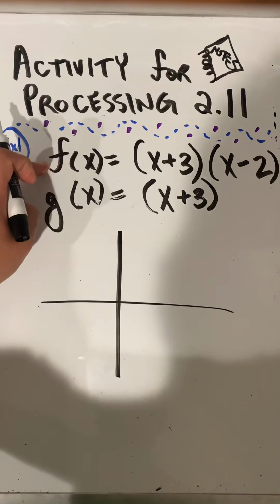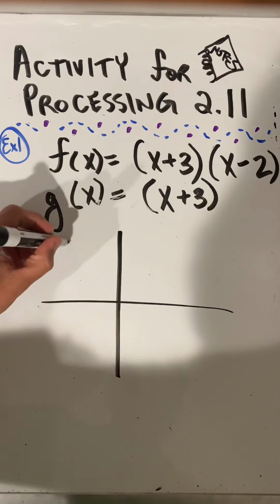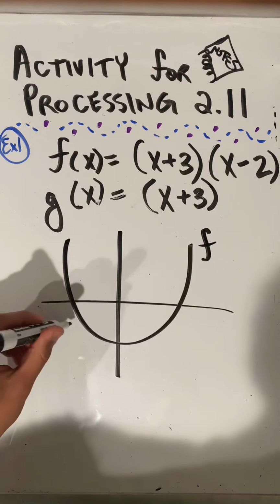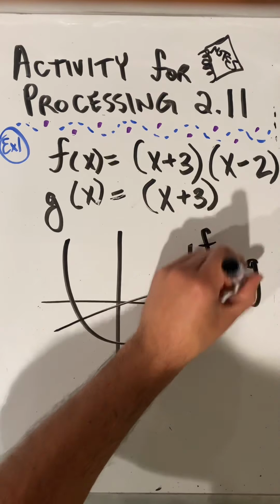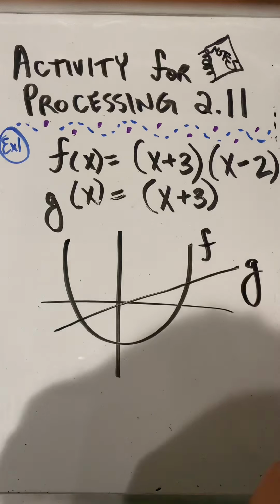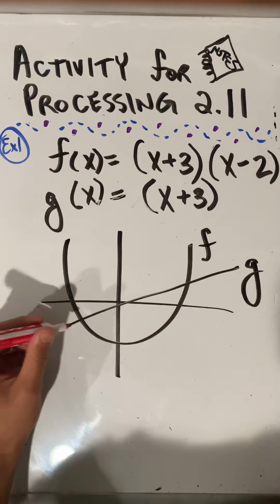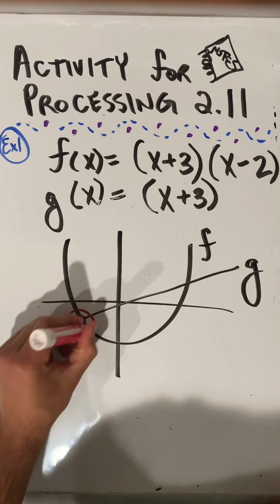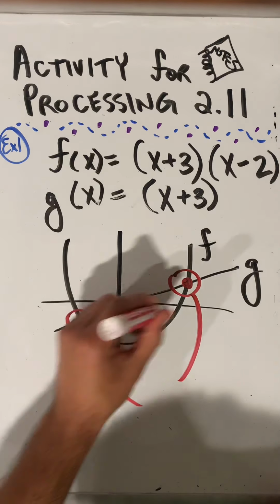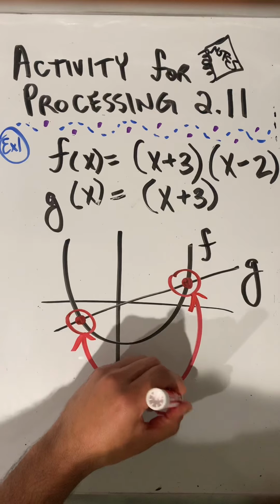Let's say f of x, which we're going to call f, looks something like this. And g looks like this. Okay, I'm not saying they look like this, I'm just saying pretend. What I'm trying to draw your attention to is that the points where they intersect, those are your solutions.